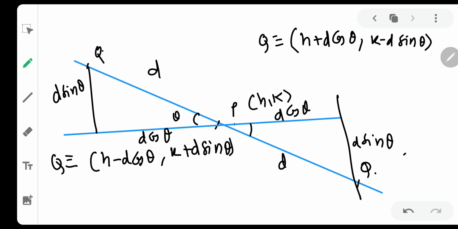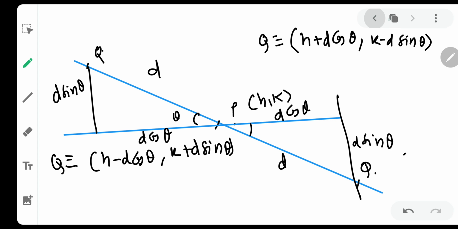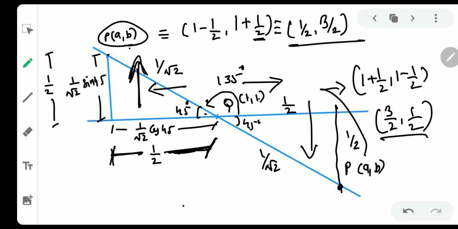Okay, there is a formula for this also, but I have not told you the formula. I have made you understand that left means subtract from the x coordinate, right means add to the x coordinate, up means add to the y coordinate, and down means subtract from the y coordinate. This way it becomes a lot easier for calculation of such questions. Okay, I hope you understood this concept. The coordinates are (1/2, 3/2) and (3/2, 1/2).